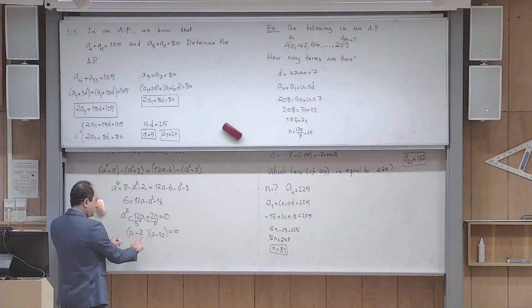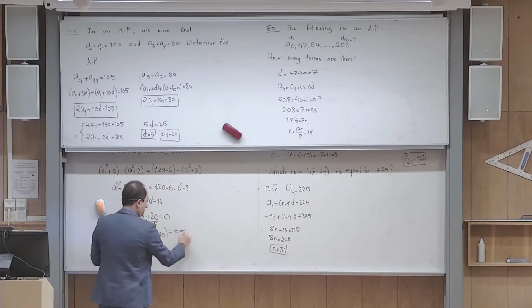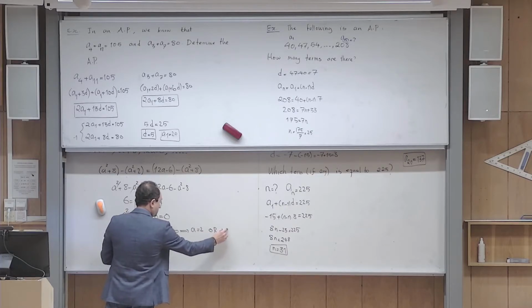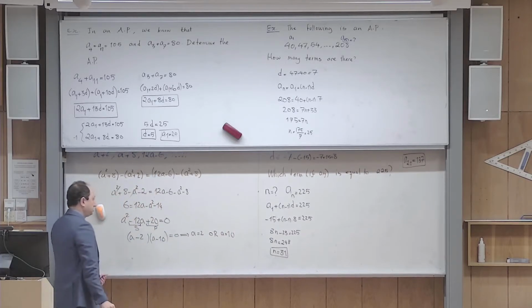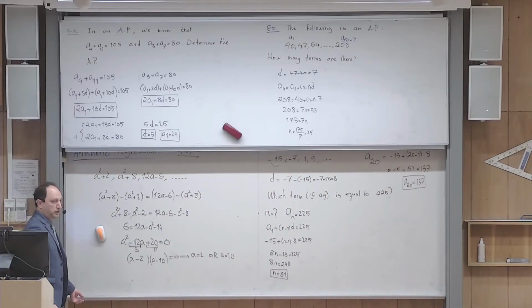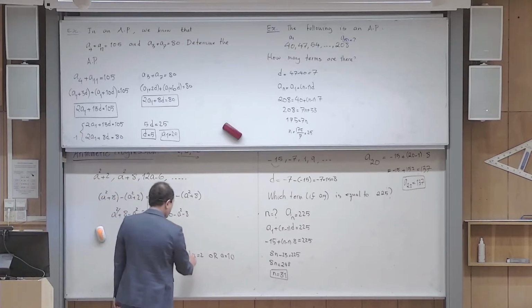So this means that either this is equal to 0, which means a is equal to 2, or this is equal to 0, which means a is equal to 10. So a is equal to 2, or a is equal to 10. Do you think both of them are acceptable, or one of them is acceptable, or what? Both are acceptable. What will be the difference, do you think?